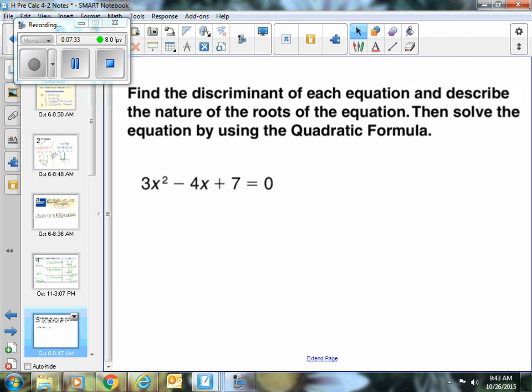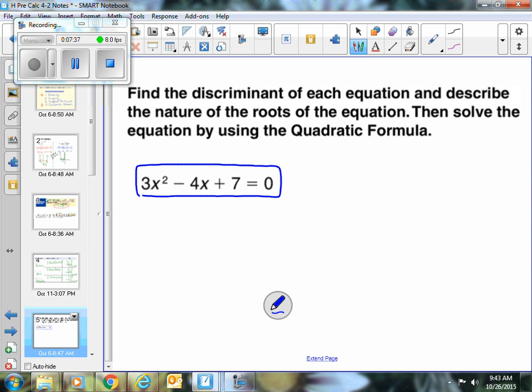quadratic. So make sure it's in standard form first, so it's equal to 0. So that's what we have here. Now, I guess for me, I would take a look and see if that's something that's reasonable to factor. 3 and 7 are not big numbers to deal with. They only have one option, 3 and 1, 7 and 1.